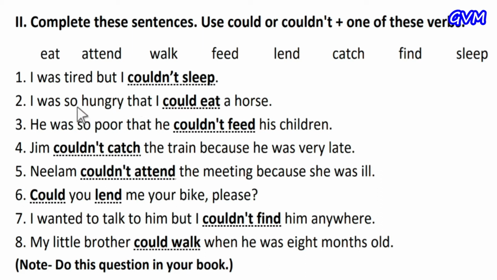Now, second one is I was so hungry that I could eat a horse. Third, he was so poor that he couldn't feed his children. Fourth, Jim couldn't catch the train because he was very late. Fifth, Neelam couldn't attend the meeting because he was ill. Sixth, could you lend me your bike please? Seventh, I wanted to talk to him but I couldn't find him anywhere. Eighth, my little brother could walk when he was 8 months old. My dear students, do this question in your book.